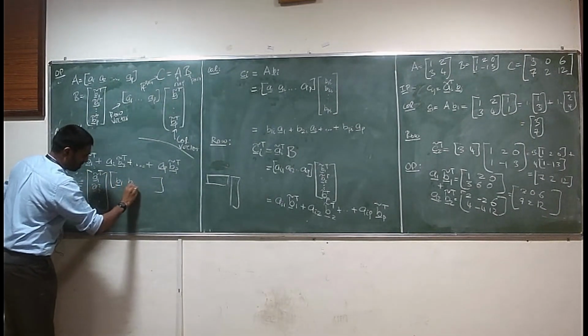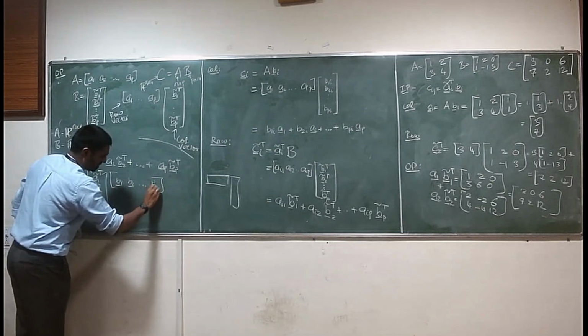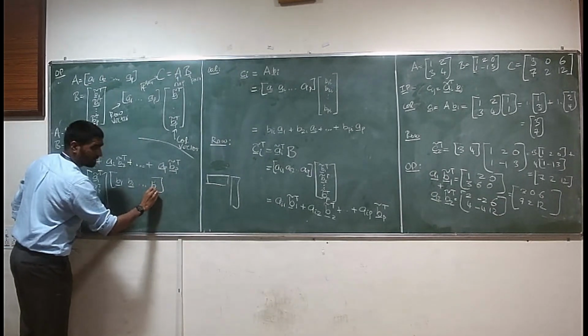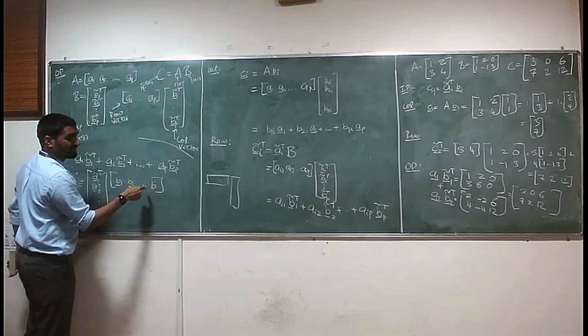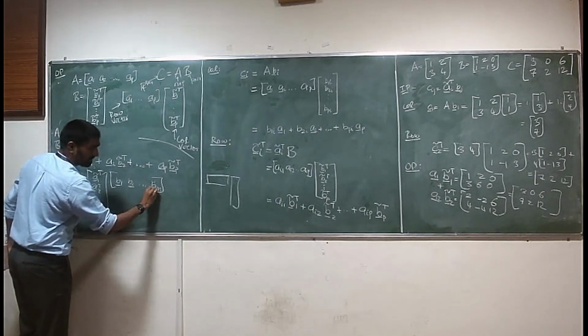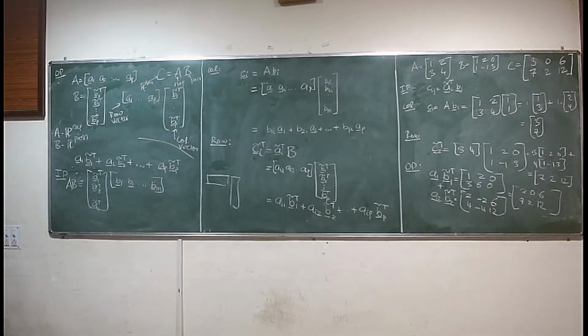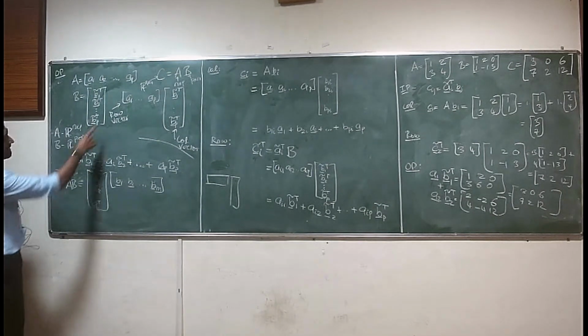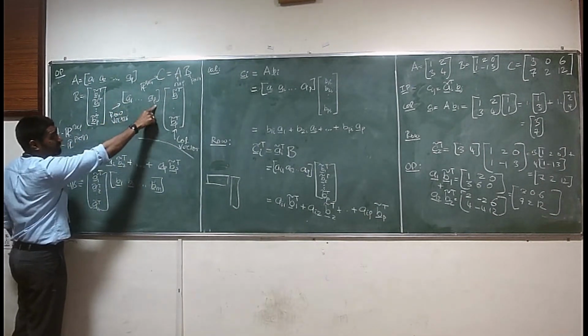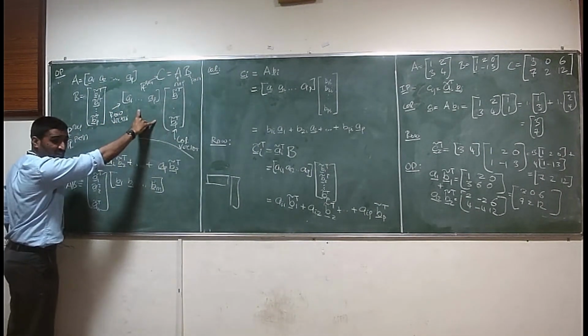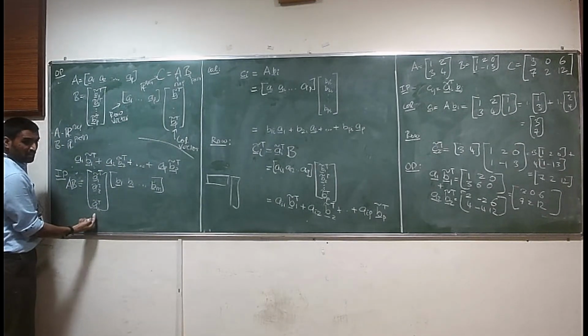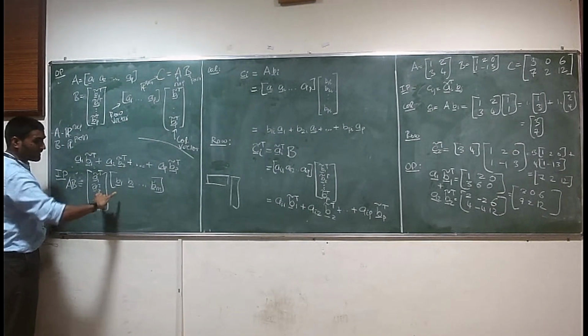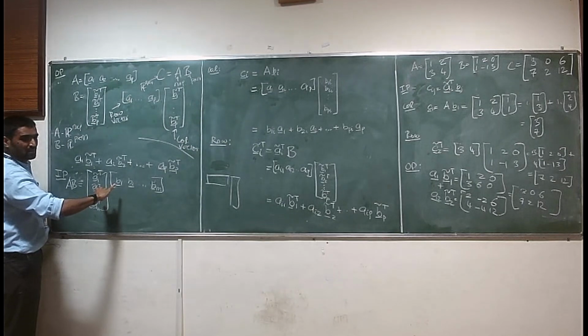B1, B2, up to B. How many columns does it have? Here you're multiplying a row with a column. That was an inner product. You're multiplying a column with a row. What is this operation? It is an outer product.